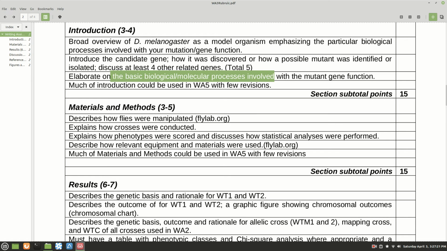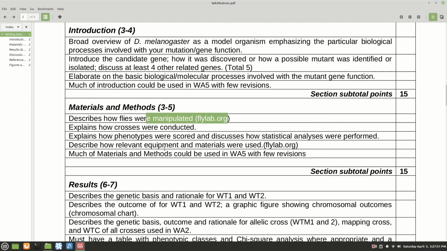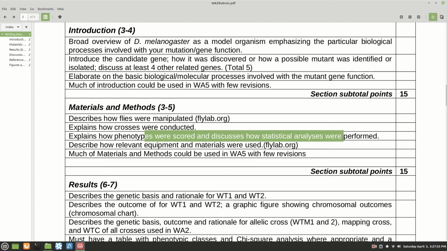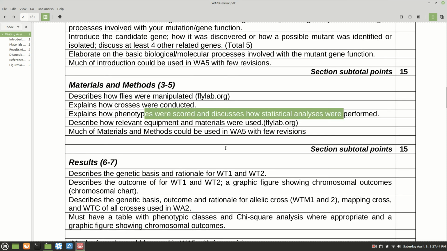Materials and methods also doesn't count much, mainly because in the way we're doing it, you don't have as much to do here as you did in previous semesters. We only use Fly Labs, so you don't have to talk about all the equipment as much, but you do have to discuss how to do the statistics. Now, you don't talk about your results here, you just talk about how you do a chi-square, how you do crosses, that sort of thing. So you do need to put that in.